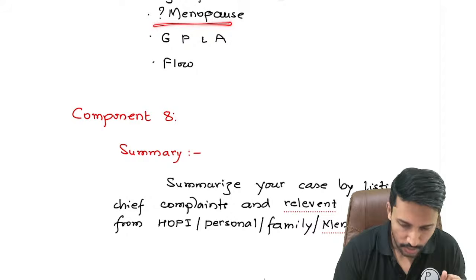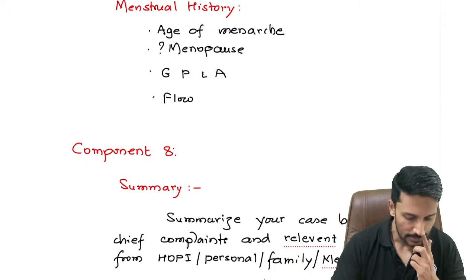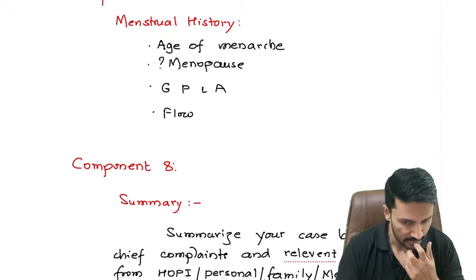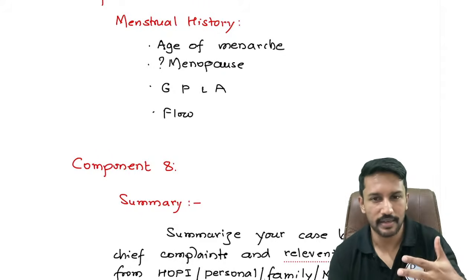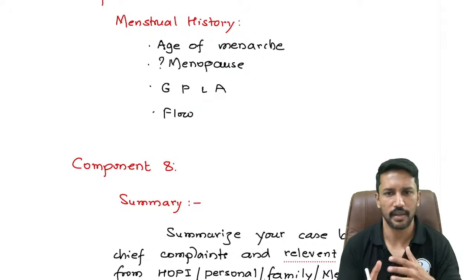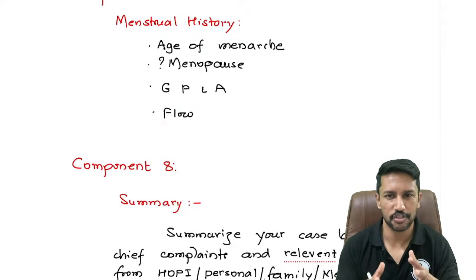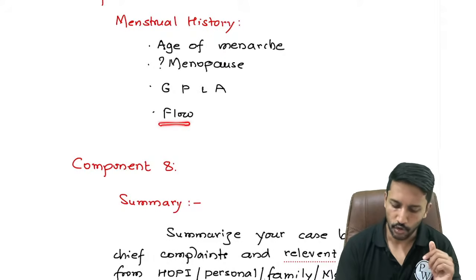If the patient has already undergone menopause, document the age of menopause. And if it is a female who is past menarche and of the legal age to have a family, then document GPLA, that is gravida, para, living and abortions. And then flow, right? Whether there is oligomenorrhea, menorrhagia or amenorrhea, document that.